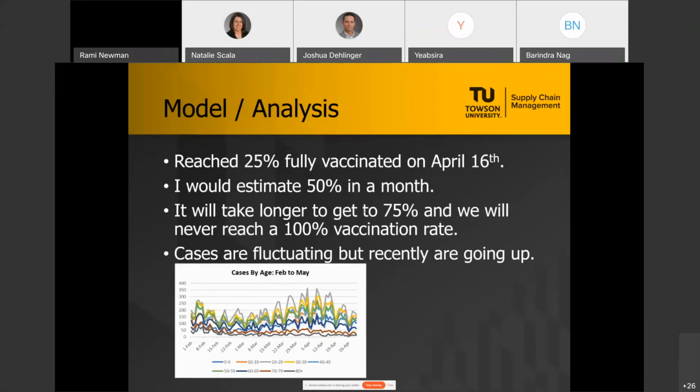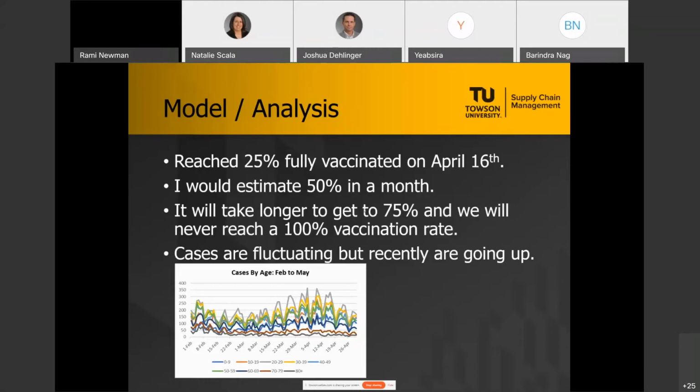And we're never going to reach a 100% vaccination rate, because there are some people who don't believe in vaccines for religious reasons or personal reasons. So that 100% rate is never going to be a thing, but hopefully we can get enough to get back to normal life. To answer the second question, cases are fluctuating recently, but they have been on an upward trend.